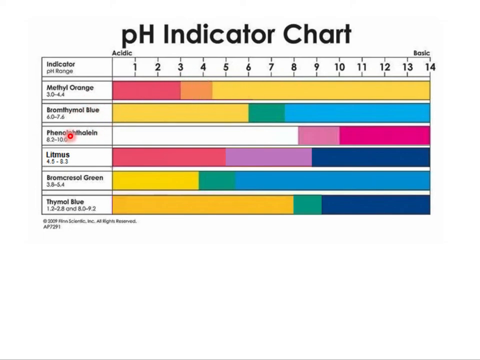And each indicator, which directly relates to Table M, has a different range. So phenolphthalein, for instance, from 0 to 8.2, we are clear. You don't see anything. Between 8.2 and about 10, you're this light pink color. And then above 10, you're this dark pink color. So each range that it gives us on Table M relates to the lower limit and the higher limit.